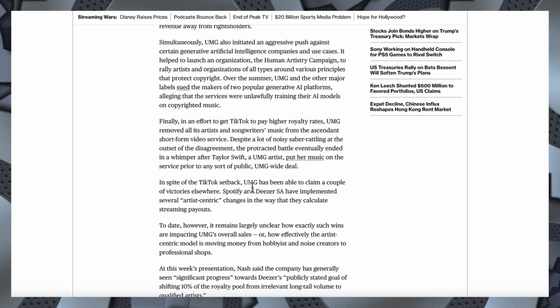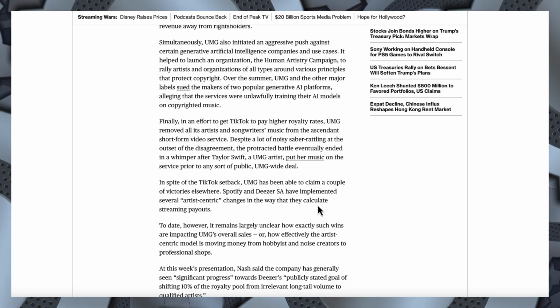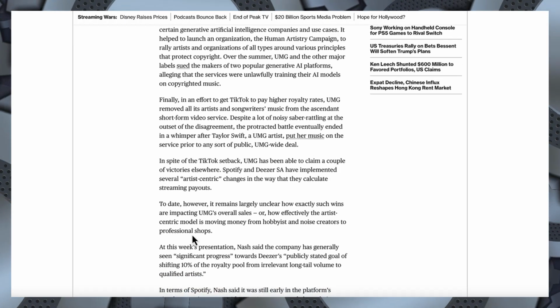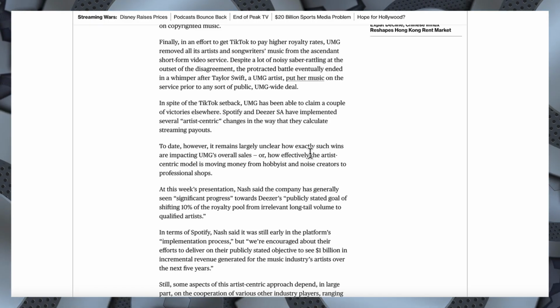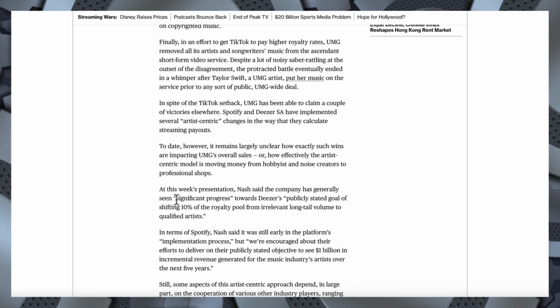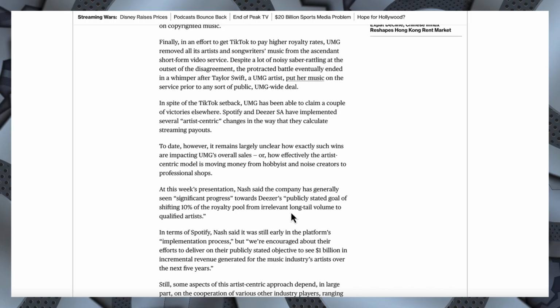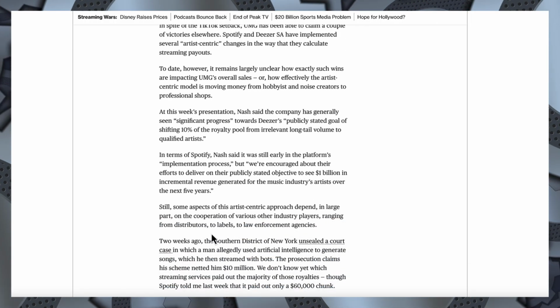In spite of the TikTok setback, UMG has been able to claim a couple of victories elsewhere. Spotify and Deezer have implemented several artist-centric changes in the way that they calculate streaming payouts. To date, however, it remains largely unclear how exactly such wins are impacting UMG's overall sales, or how effectively the artist-centric model is moving money from hobbyists and noise creators to professional shops. At this week's presentation, Nash said the company has generally seen significant progress towards Deezer's publicly stated goal of shifting 10% of the royalty pool from a relevant long-tail volume to qualified artists.